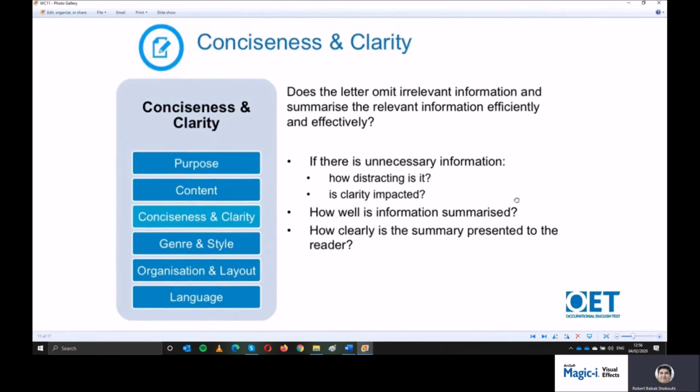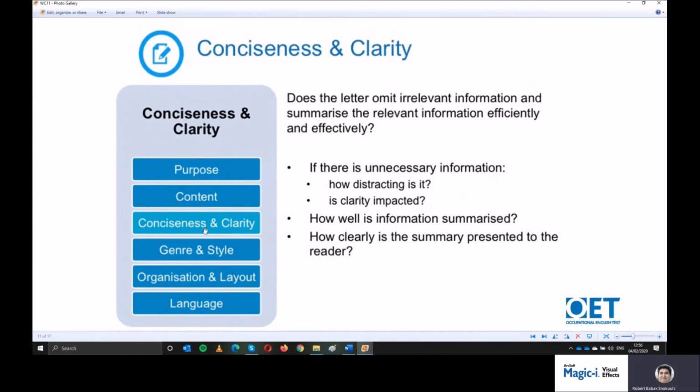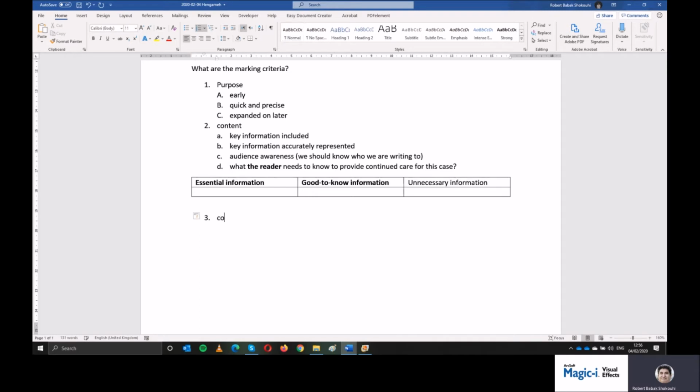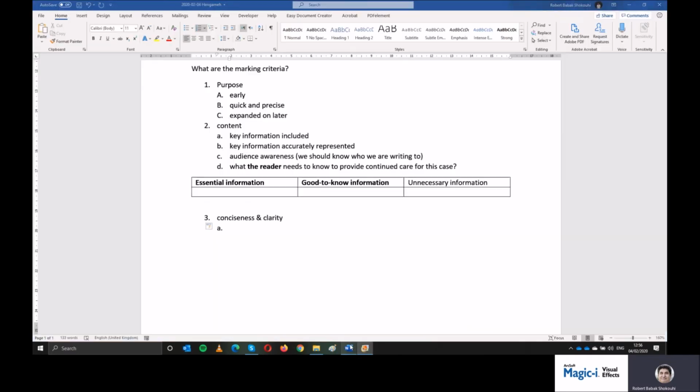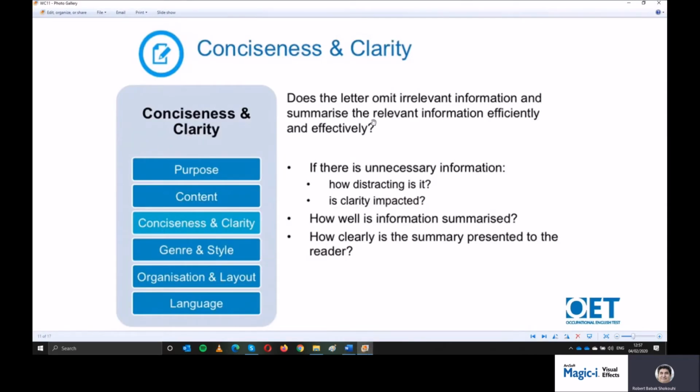So the next is conciseness and clarity. Let's see what it is. Does the letter omit irrelevant information and summarize the relevant information efficiently and effectively? Okay. So it's got two parts. Omit irrelevant information means to omit this. And summarize the relevant information efficiently and effectively.